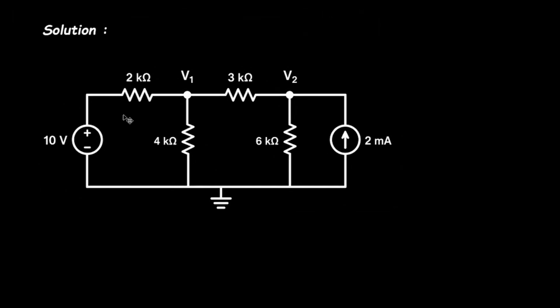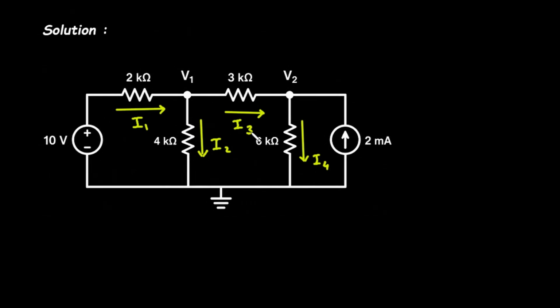Solution: first of all, we will take this circuit here. Now here, let's assume the direction of current. Now we have to assume all the direction towards this reference node. So let's say this is current I1, this is current I2, let's say this is current I3, and this is current I4.